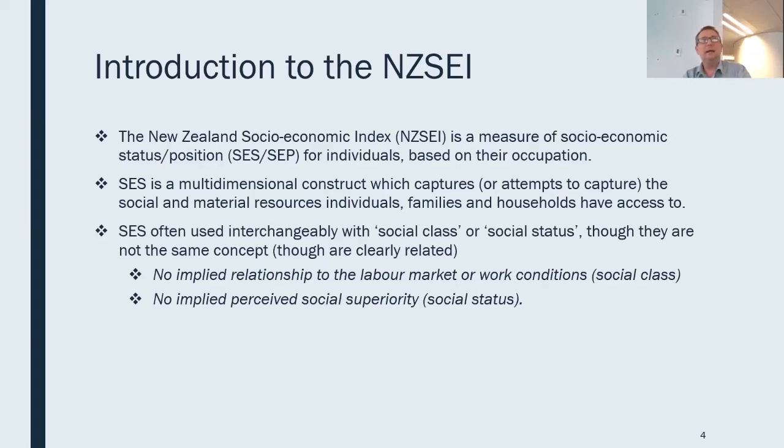Okay. So the NZSEI, the New Zealand Socio-Economic Index, is a measure of socio-economic status or position. I prefer SES, others prefer SEP, for individuals based on occupation. So you're given a score that somehow indicates your socio-economic position, and it's purely based on the occupation that you are in. It's had a relatively long history, as I'll get into in the next slide.